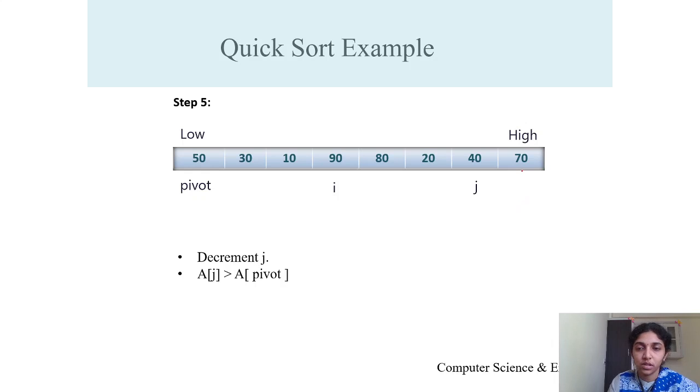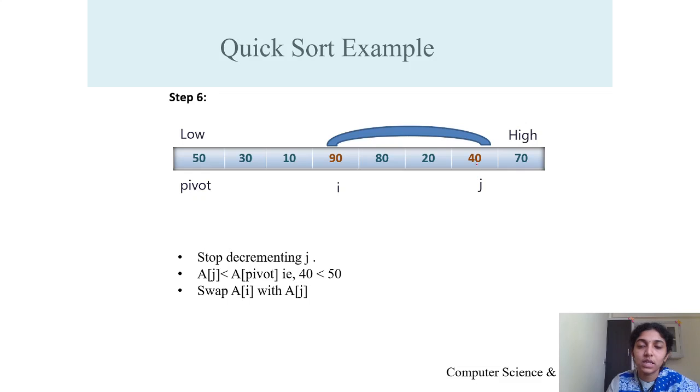Now let us come to j. You can see here the element pointed by j, that is 70, is greater than 50. So when the jth element is greater than the pivot element, you have to keep on decrementing j. So j minus minus, now j is pointing to 40, right? Now j is pointing to 40. Now decrement j, because now 40 is there. Is A[j] greater than pivot, A[pivot], right?